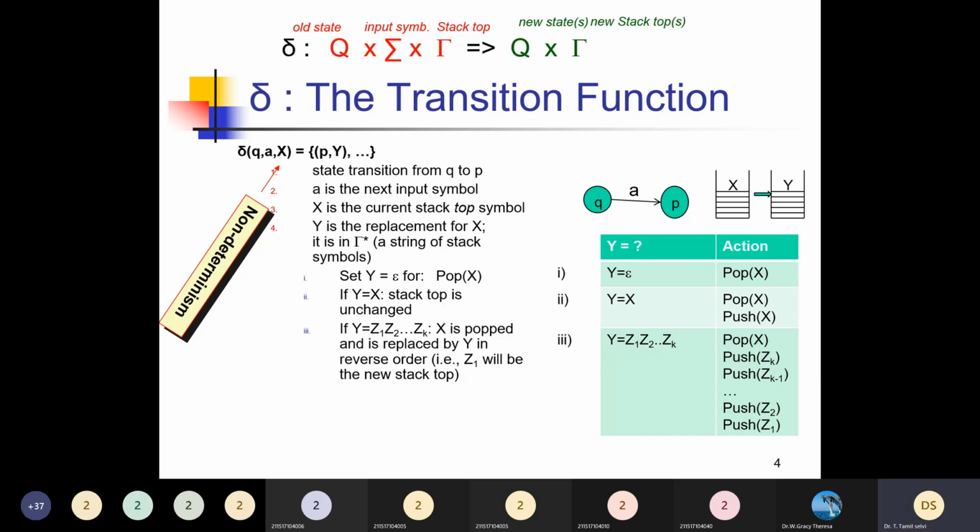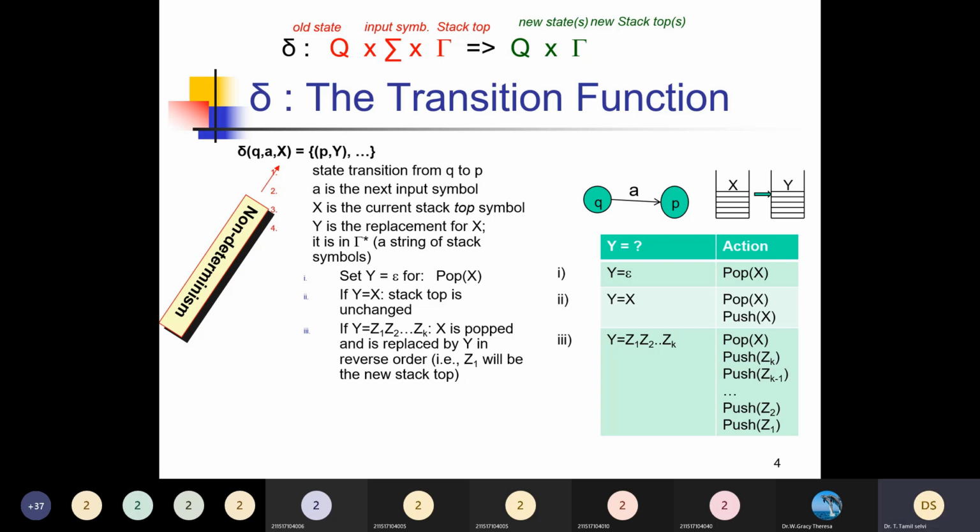See here, P is the current state, A is the current input symbol, and then we have to refer to the top of the stack. According to these three values, we have to decide the next state. So here, which is the next state? P is the next state. If the top of the stack is a non-terminal, we have to replace it with some terminal values. Then only we can perform the operation on PDA.